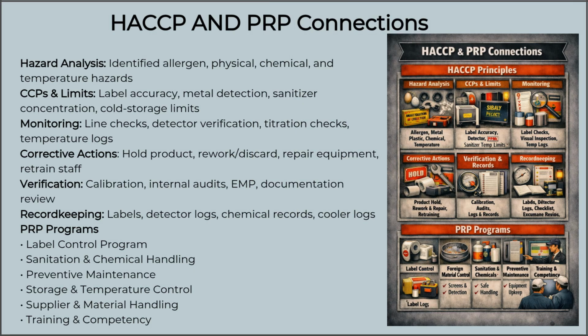This final slide connects all 4 incidents back to the core elements of HACCP and the prerequisite programs that support it. Each deviation we reviewed, undeclared allergen, metal contamination, sanitizer overconcentration, and cold storage temperature deviation, demonstrates how HACCP and PRPs work together to prevent hazards.